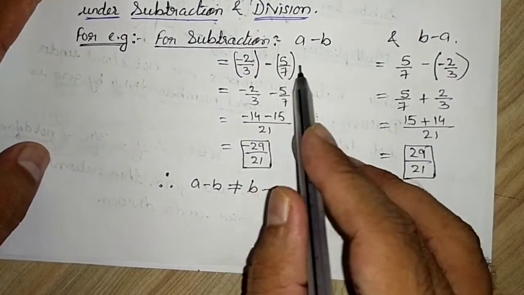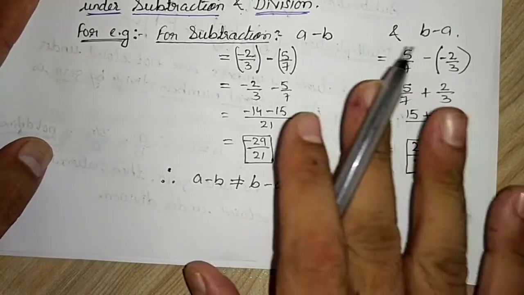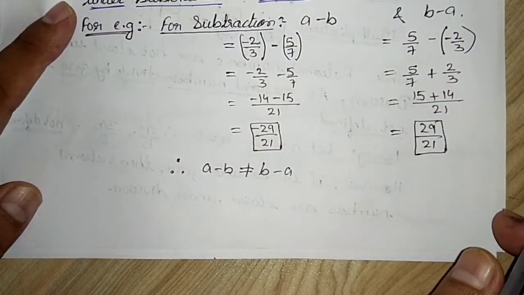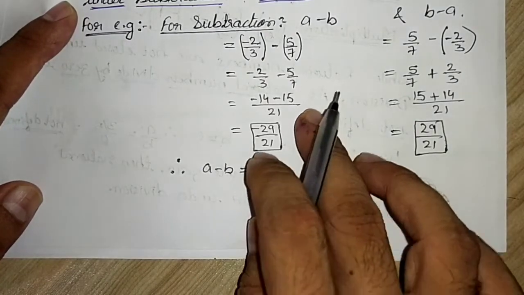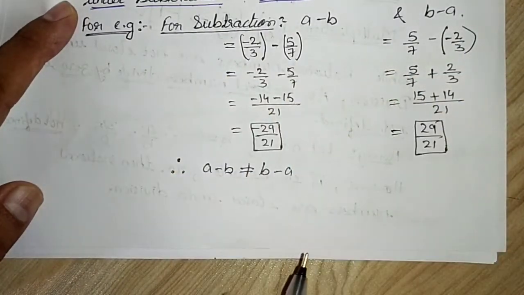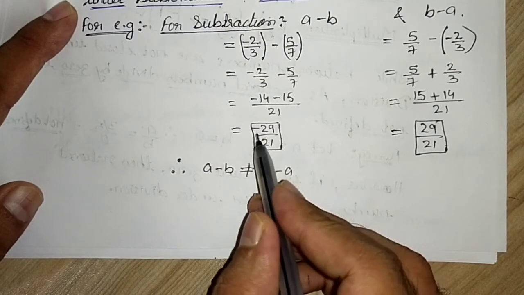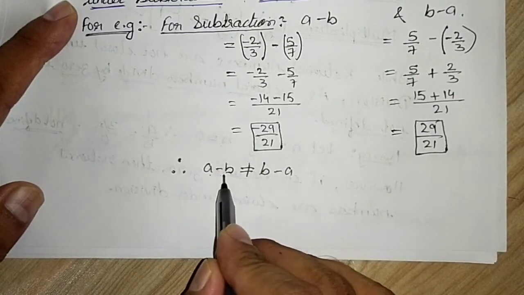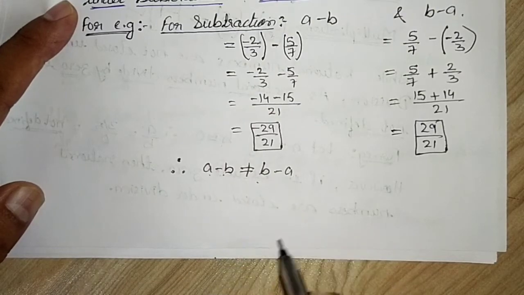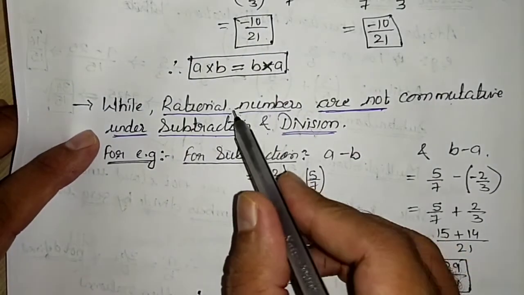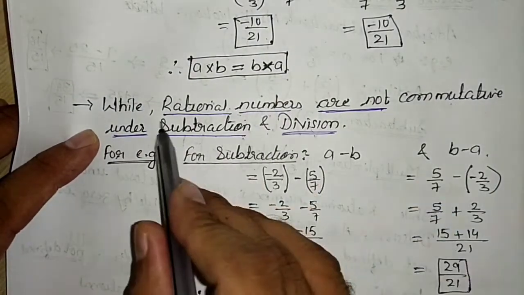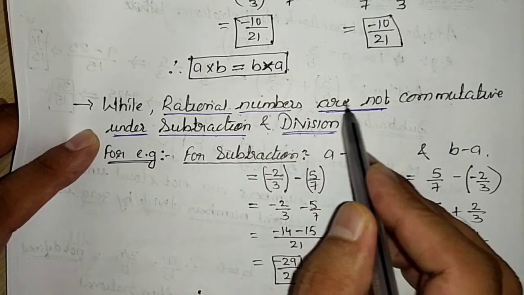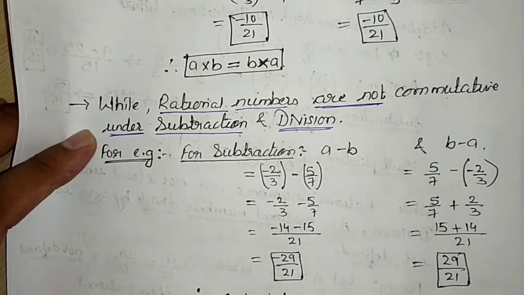Students, you can also solve by yourself. This is an introductory lecture, so in an introductory lecture I can't explain the whole thing. So we can say that here it is minus and here it is plus. So we can say that a minus b is not equal to b minus a. So we can say that rational numbers are not commutative under subtraction. Here I have also written rational numbers are not commutative under division also.